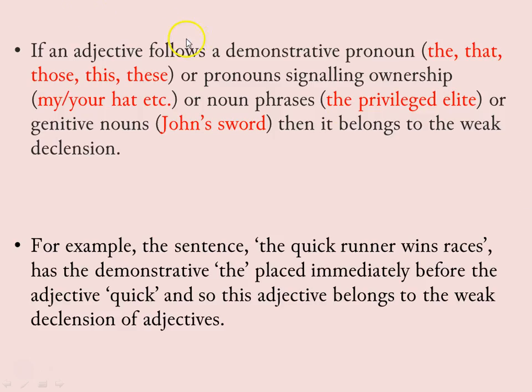If an adjective follows a demonstrative pronoun, the, that, those, these, this, or pronouns signalling ownership, such as my, your, as in my or your hat, or noun phrases, the privileged elite, or genitive nouns, as in John's sword, then it belongs to the weak declension. For example, the sentence "the quick runner wins races" has the demonstrative the placed immediately before the adjective quick, and so this adjective belongs to the weak declension of adjectives.